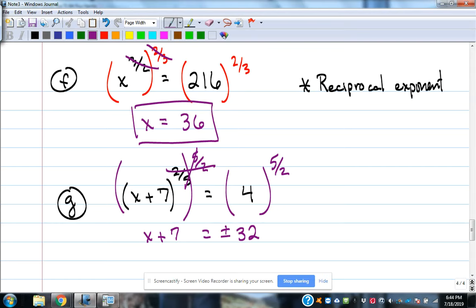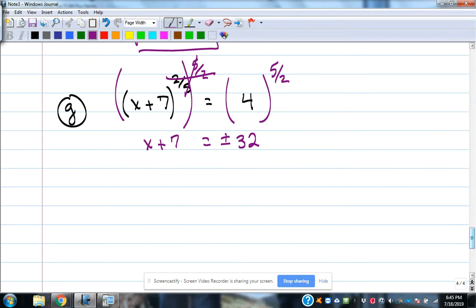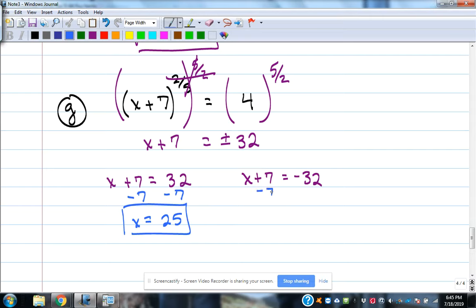Okay? So that means we've got two equations to solve here. We've got x plus 7 is equal to positive 32. x plus 7 is equal to negative 32. And we're just going to work that out. Subtract 7, 25. Subtract 7, negative 39. Okay.